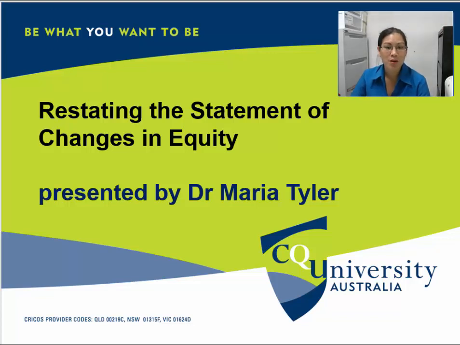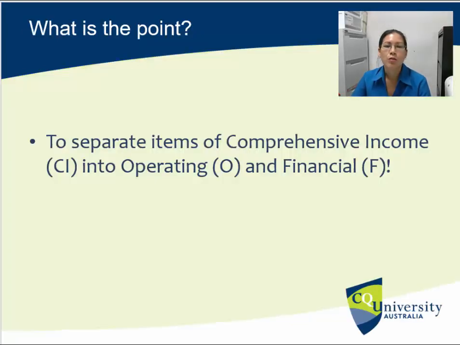Today in this short video we're going to be restating the statement of changes in equity. Okay, so the point with restating is again to get you used to financial statements by making you look through every line item, and you have to look through every line item because you have to classify it into either operating or financial. Okay, so with the statement of changes in equity in particular, we're separating other comprehensive income into O, which is my acronym for operating, or F, which is my acronym for financial.